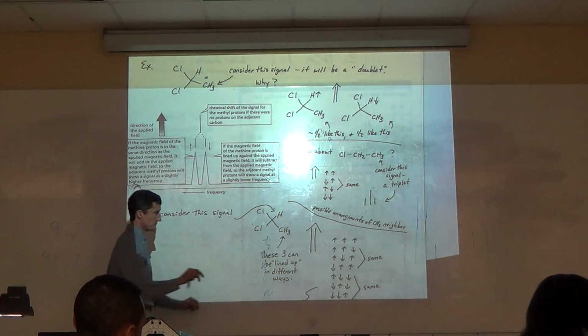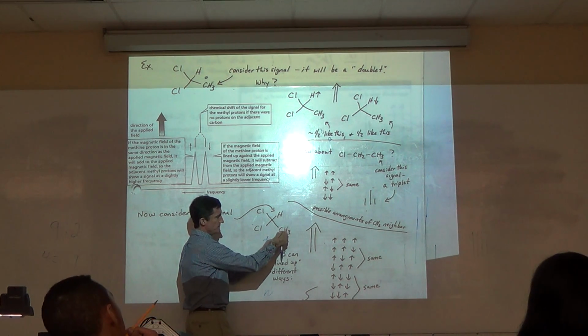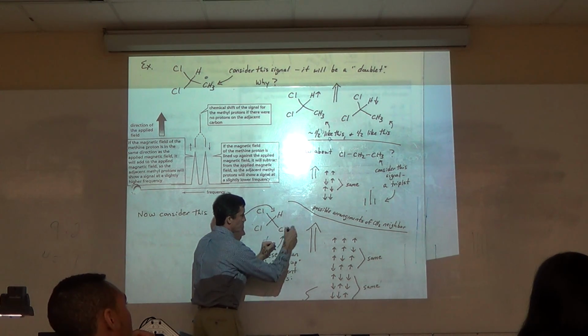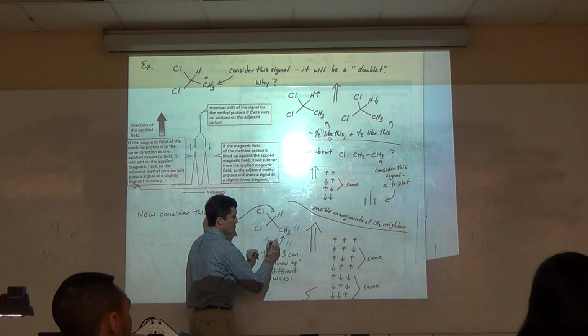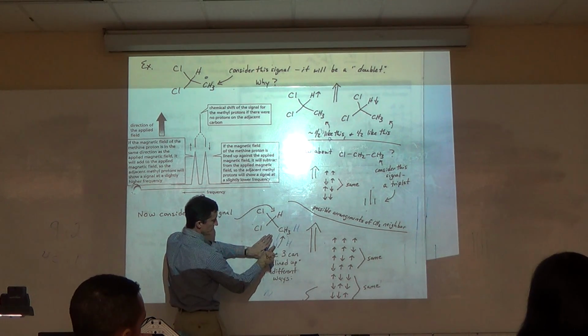For example, how many neighboring hydrogens are within 3 sigma bonds of these H's? Let's draw the H's. They're all the same. This one. How many neighbor H's within 3 sigma bonds?